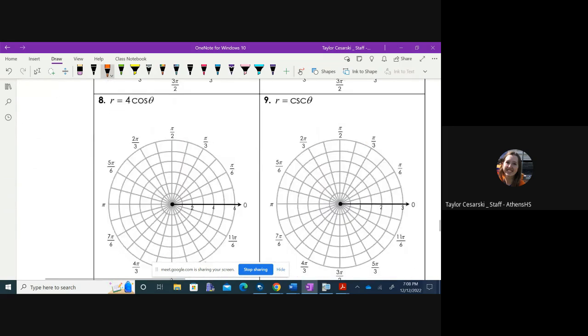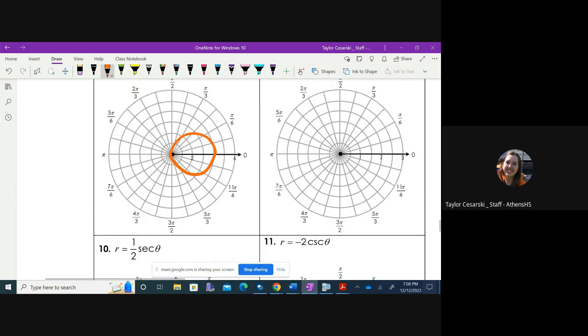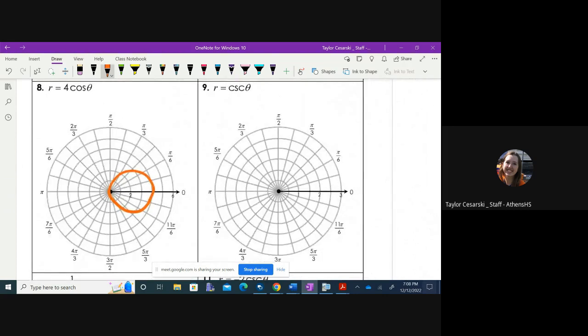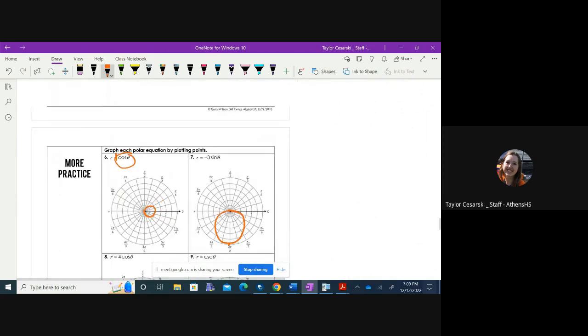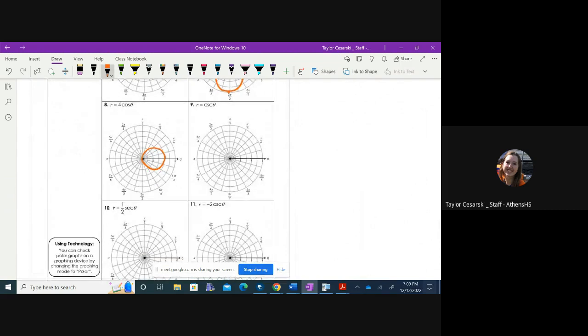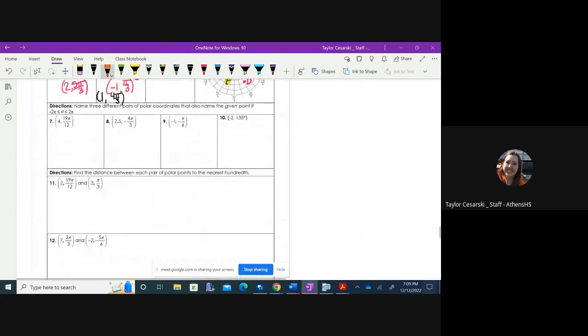All right, for cosine theta, it means it's going to be on the x-axis. It's positive, so it's going to be going right, and it'll look something like this, extending out to 4. All right, finally we have cosecant. Now, cosecant is a little bit different, and this one will require making a table and going back to what we did before. So I'm going to pause right there with the simple ones, and we'll do the cosecants and secants together in class.